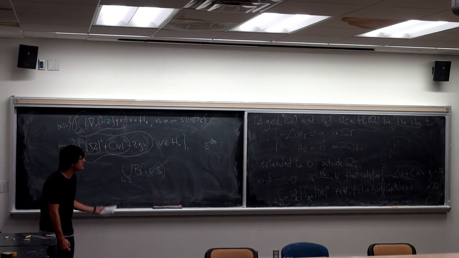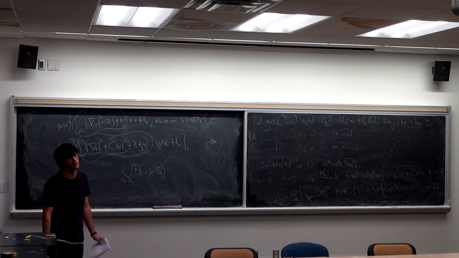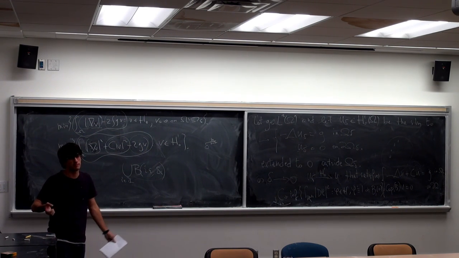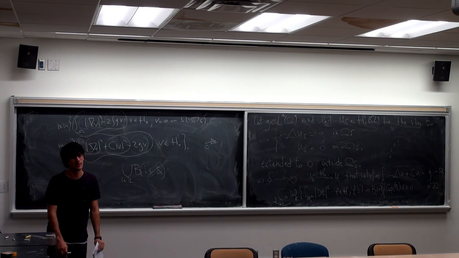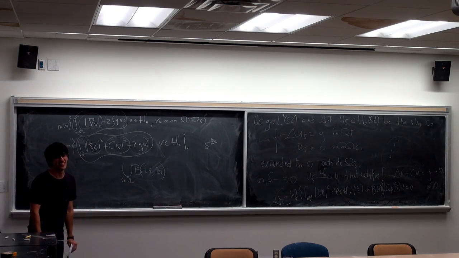I think this is used to model some kind of impurity in your domain. Maybe your function u is some kind of heat flow, and zero is some kind of material that's resistant to heat flow or something like that. I'm not entirely sure. I'm totally making this up.